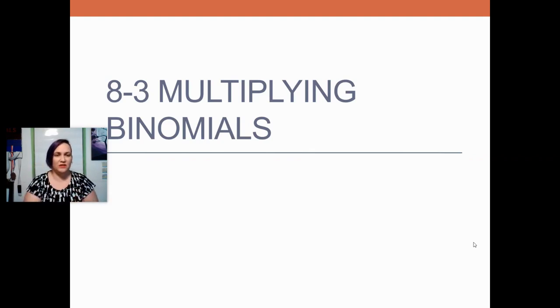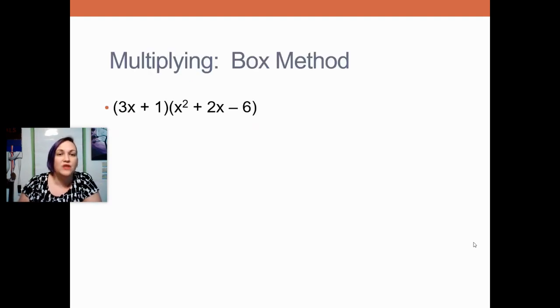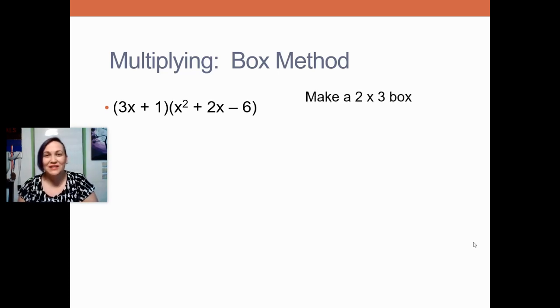The beauty of the box method is that we can adjust the size of the box based on the original problem. So here is our example for today. I'm going to be multiplying 3x plus 1 times x squared plus 2x minus 6. This is a binomial times a trinomial. Since I have a binomial and a trinomial, I need to make a 2x3 box. It does not matter which direction is 2 and which direction is 3. You can make the 2 along the side or going down. One side has to have 2, one side has to have 3.